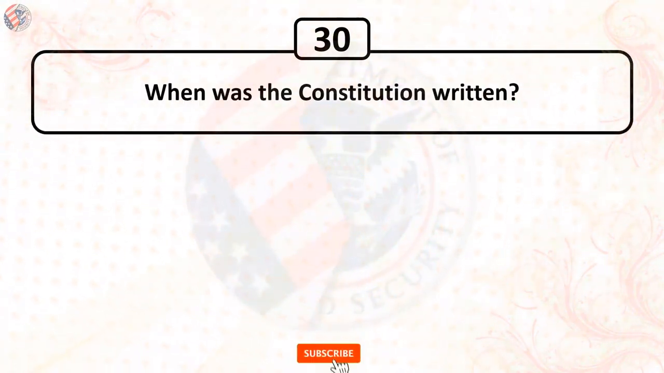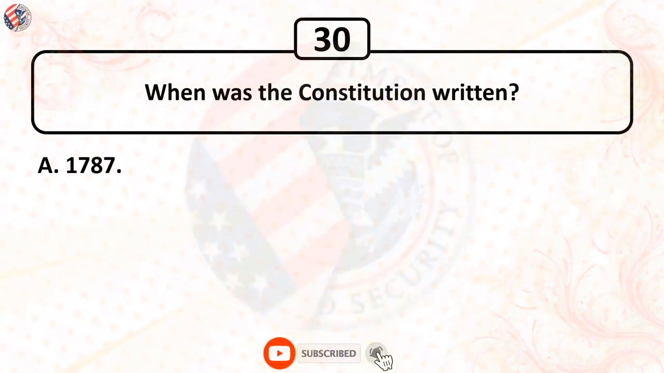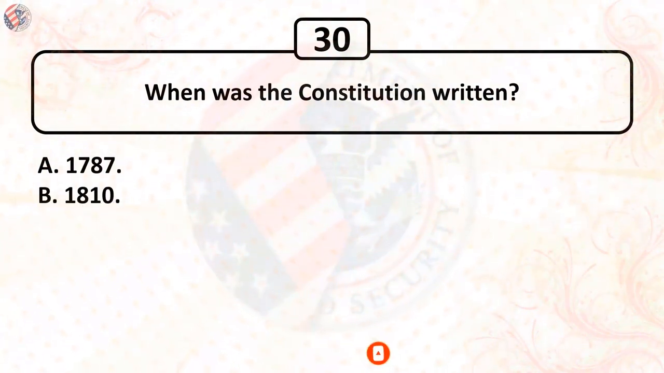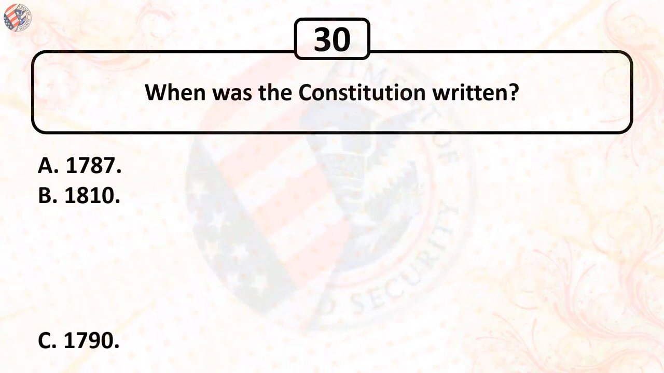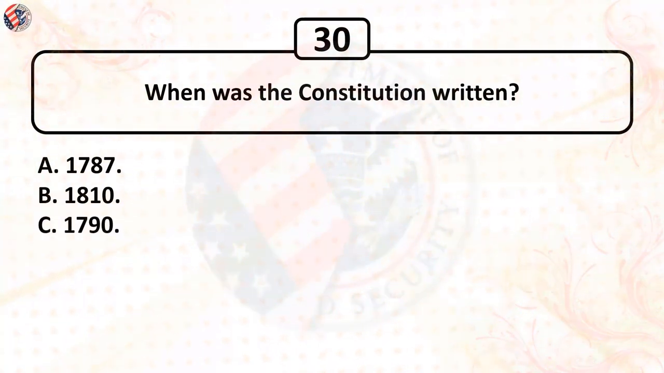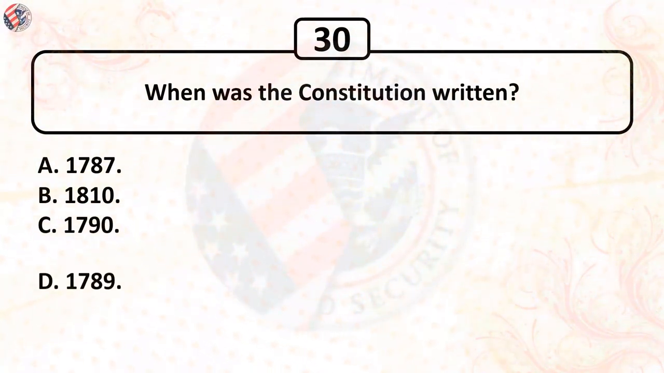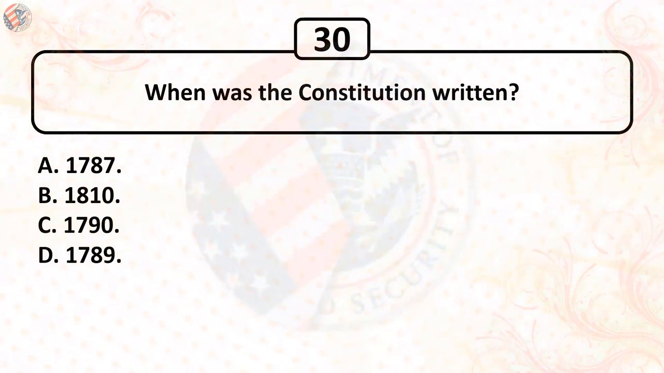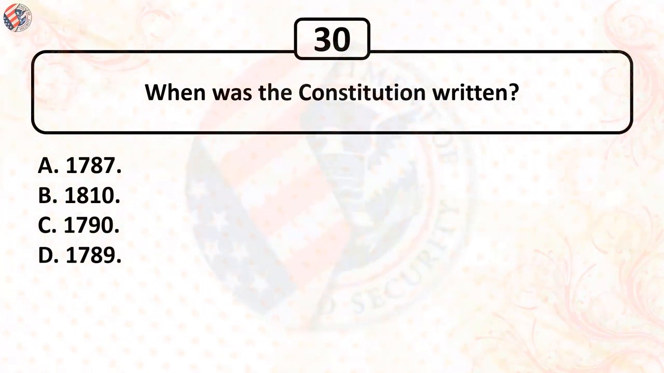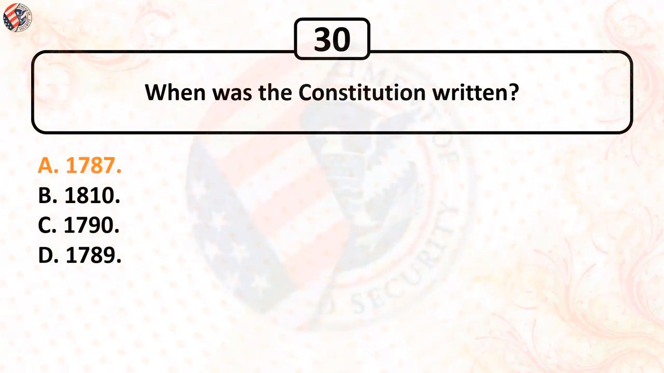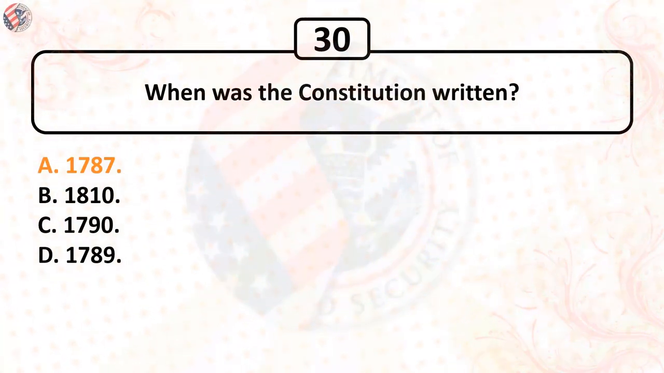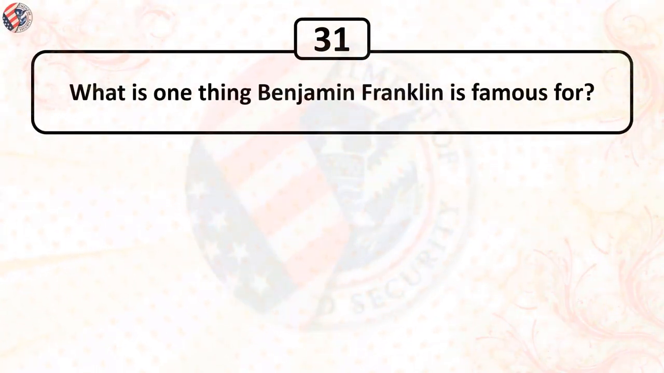When was the Constitution written? A. 1787. B. 1810. C. 1790. D. 1789.